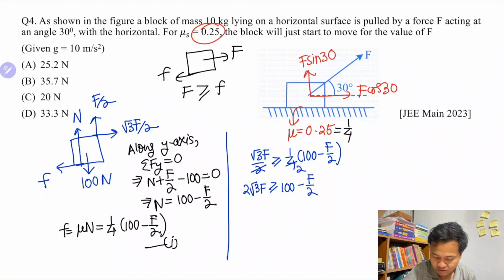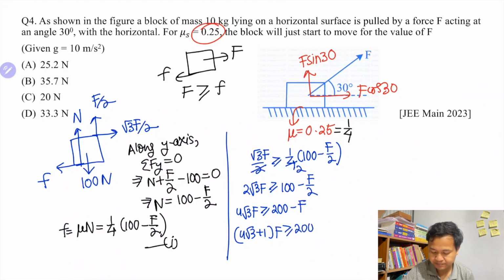Multiply both sides by 2. I have 4 root 3 into f, which should be greater than 200 minus f. So 4 root 3 plus 1 into f should be greater than or equal to 200.